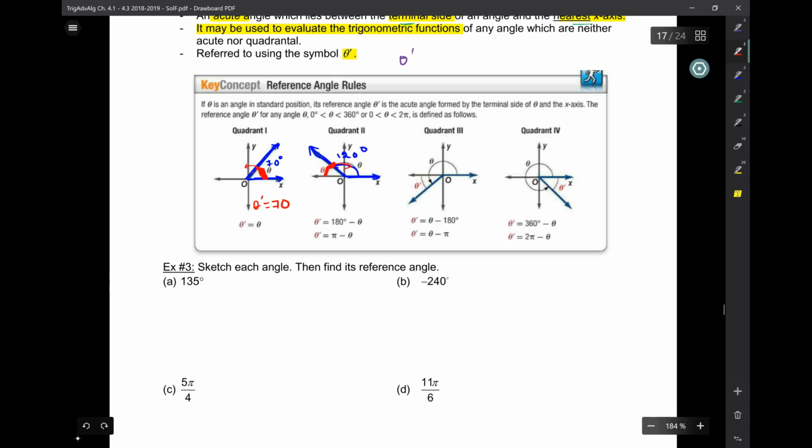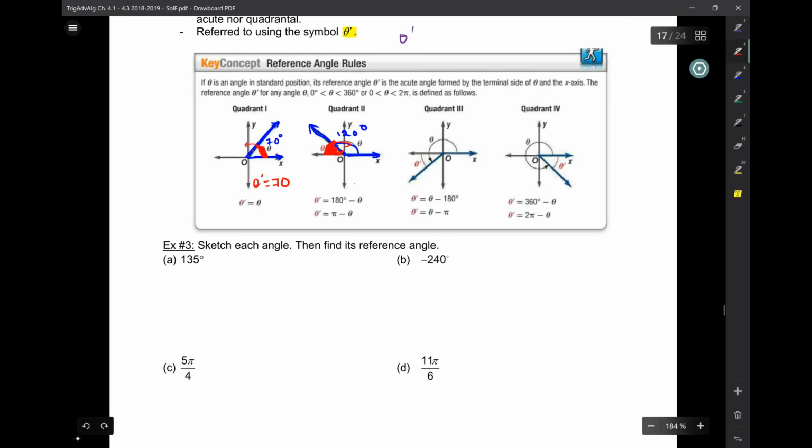I go left here. So now I think to myself, all right, had I gone all the way to the axis, that would have been 180 degrees. But I stopped at 120. How much is the balance? 60 degrees. So it's something you sort of have to reason out. All right? So theta prime is 60 degrees.